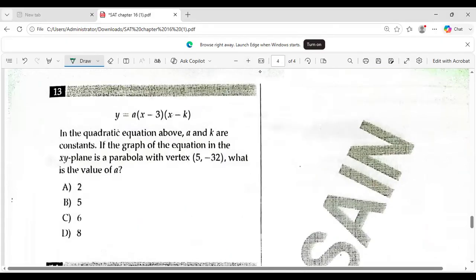So there's a question number 13 says y is equal to a bracket x minus 3 and x minus k in the equation, for equation number a and k are the constant in the graph of the equation. The xy plane is a parabola with vertices 5 comma minus 32. What is the value of a? Okay, so can you tell me which form of the equation is this? It's a general form, is it the root form or the vertex form?